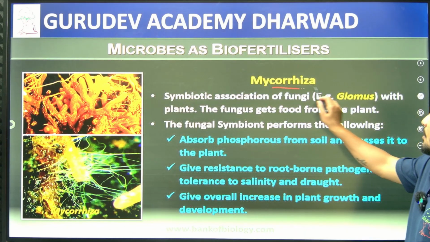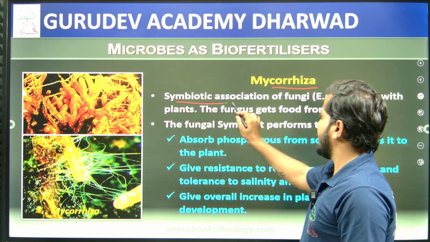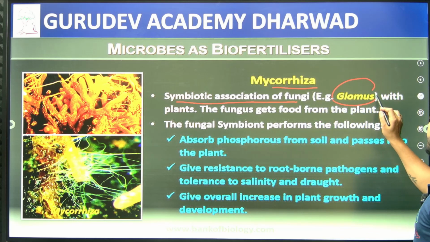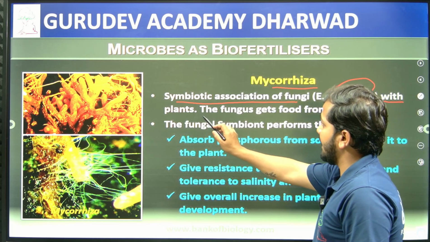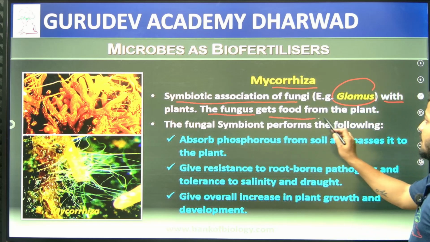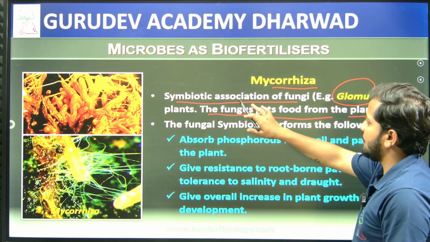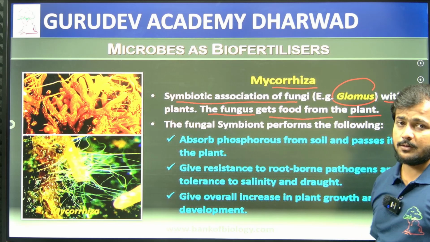Then there is something called mycorrhiza. Mycorrhiza is a symbiotically associated fungus, for example Glomus, with the plant. The fungus gets food from the plant. Glomus is one kind of mycorrhizal fungus which is symbiotically associated with the plant.